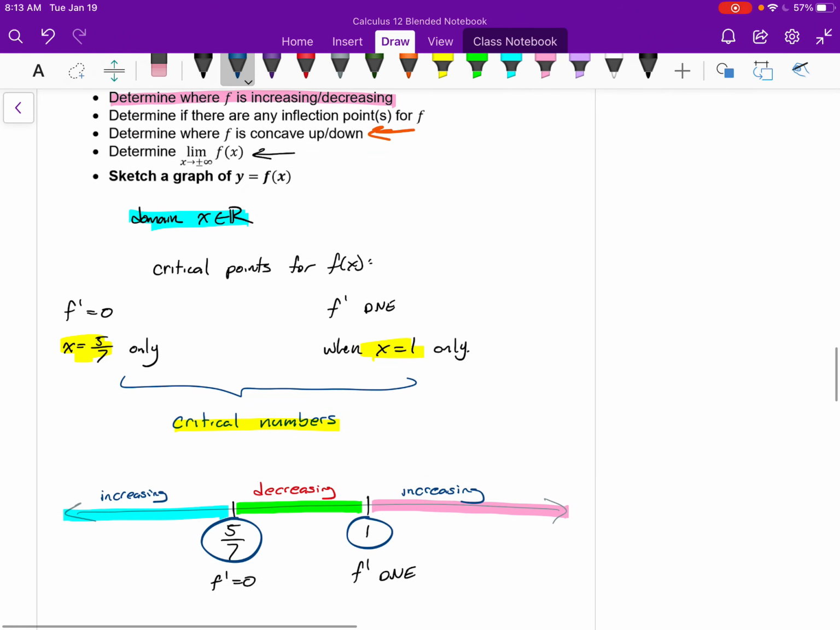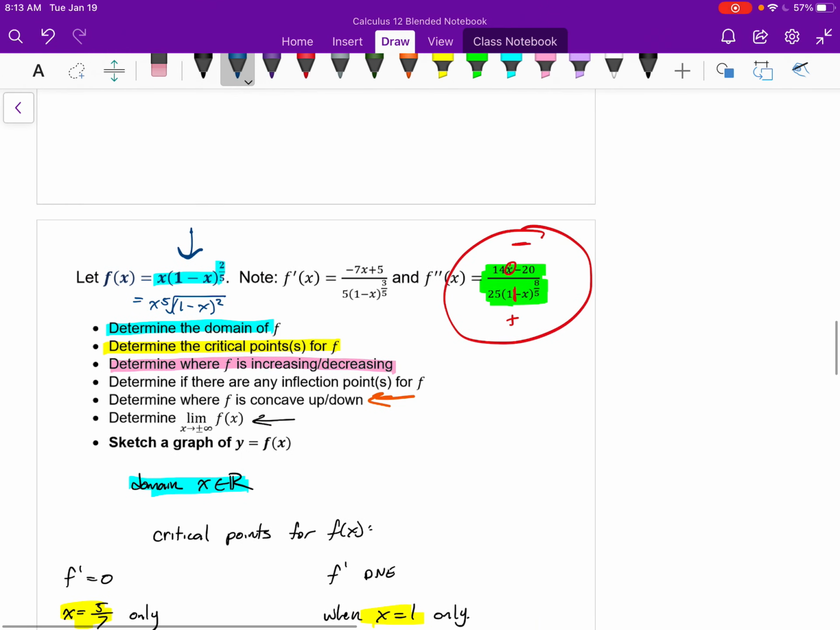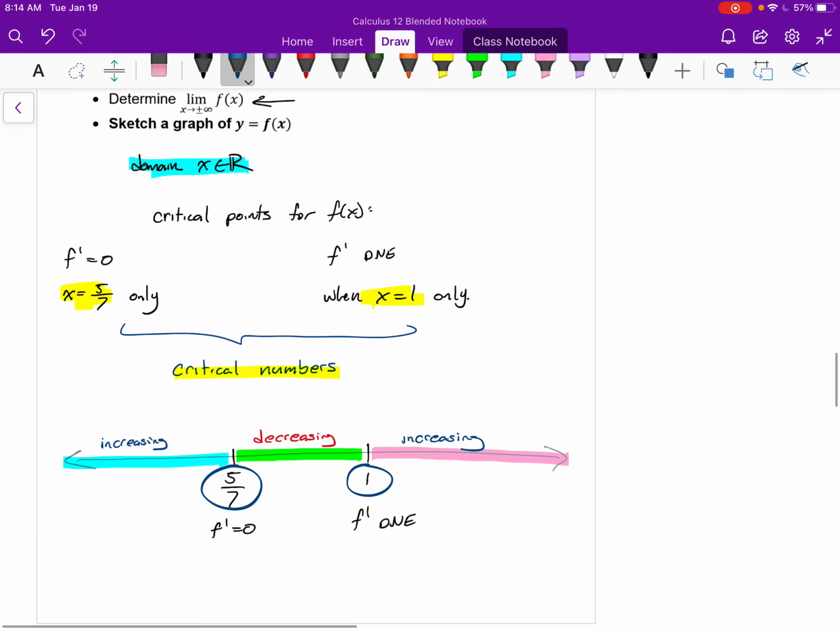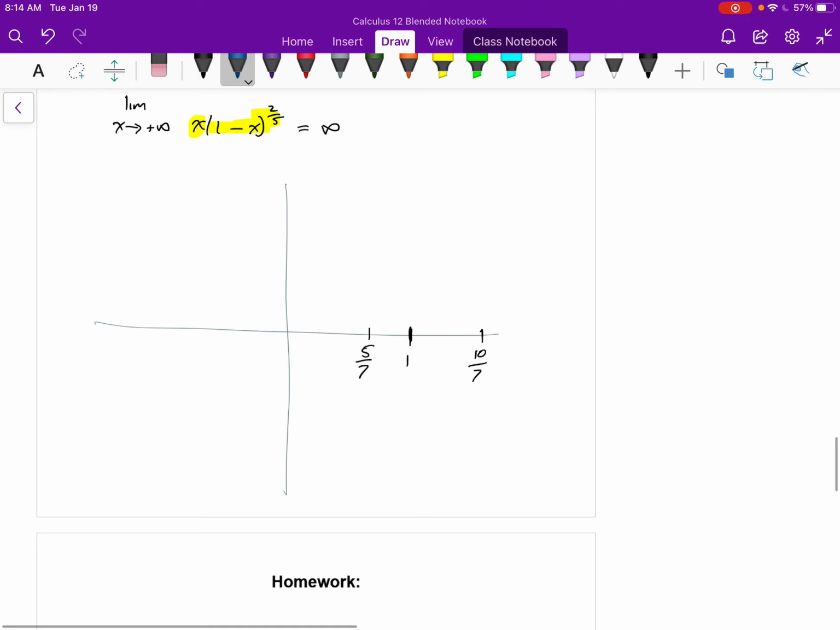For example, when x is 1, I know it's a critical number. When x is 1, I have 1 minus 1 is 0, which means I know the output is 0 at that point. And for 5/7, if I put 5/7 into here, I know it's some positive number. I know it's not 0. But right now, I'm more just concerned about the general shape, and so this must look something like this. I'll kind of sketch out what it must look like.